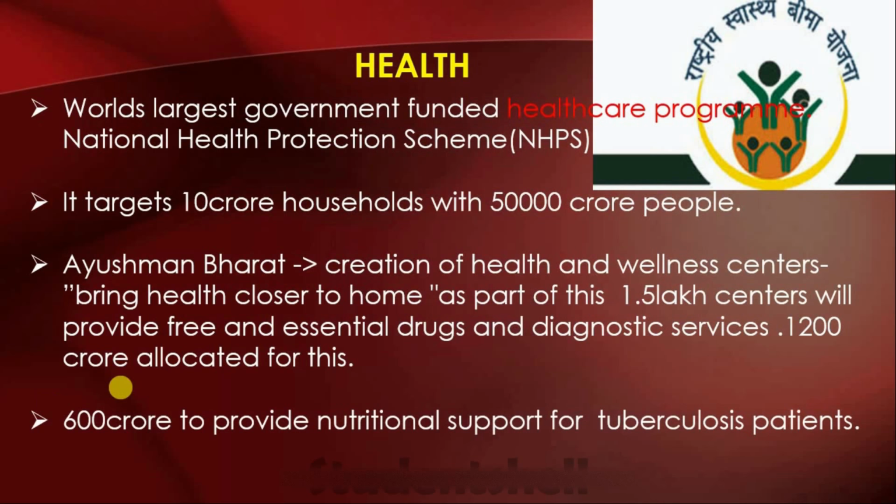The next is 600 crore has been allocated to provide nutritional support for tuberculosis patients. As a part of this, the tuberculosis patients who are poor will get a pension of 500 rupees per month.